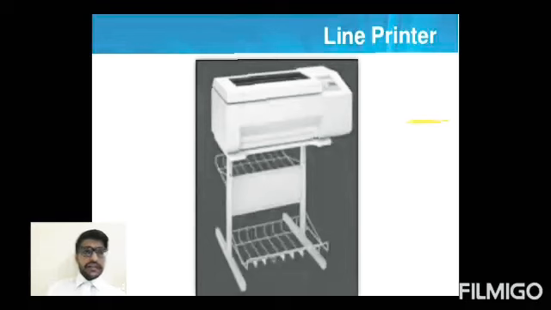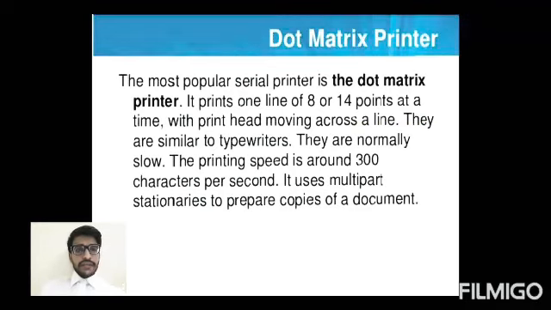Dot matrix printer is the most popular serial impact printer. A dot matrix printer prints 8 or 14 points at a time with the print head moving across the line. They are similar to a typewriter. They are normally slow, with printer speeds around 300 characters per second. It is used with multi-part stationery to make paper copies of a document.